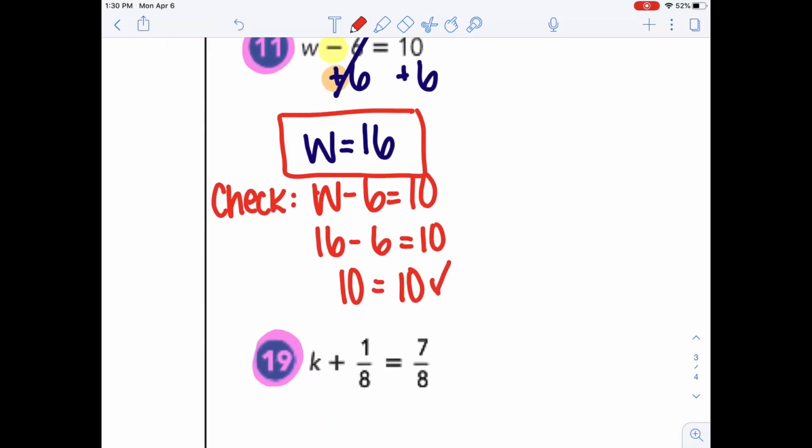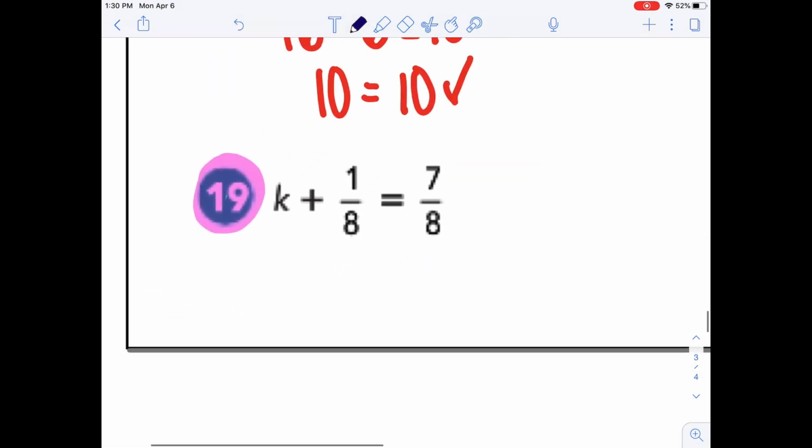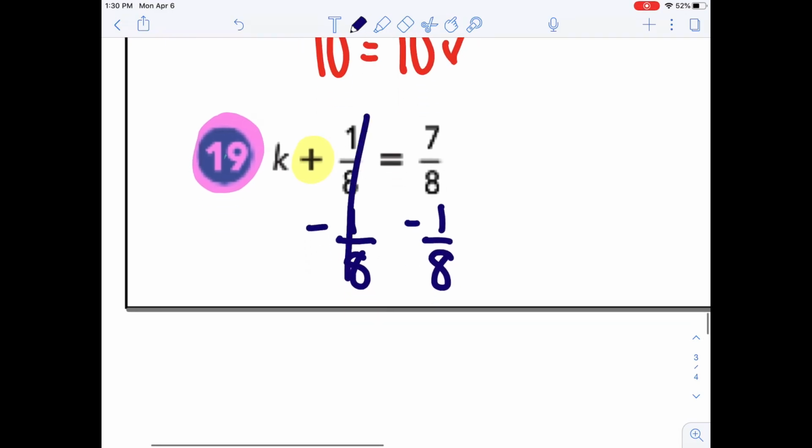Okay? And then the last one that we're going to look at together here is this fraction one down below. Okay, again, same step follows. We're isolating our variable by itself. We want to get k by itself to figure out what its value is. So right now I have k plus 1/8. That's my operation. It's addition right now. So to undo that, what I need to do is subtract 1/8 from both sides. Okay, these cancel out. I'm left with k. 7/8 minus 1/8 is 6/8.